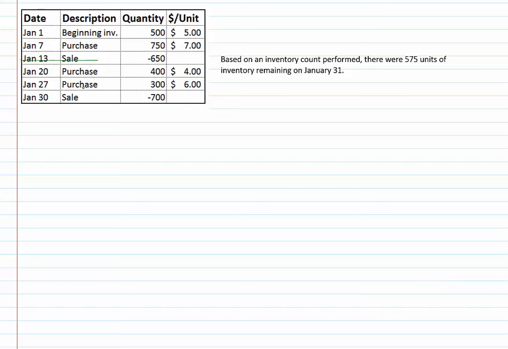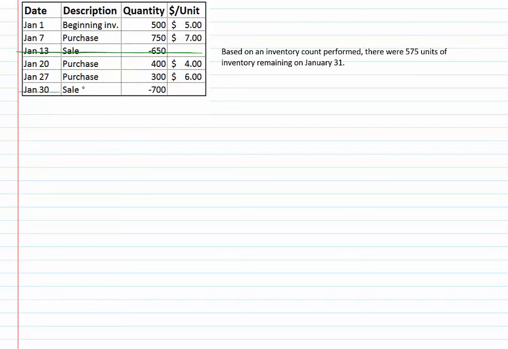And you'll recall that under the periodic method, we're not concerned with updating our cost of goods sold and inventory every single time we make a sale. We're only concerned with our inventory cost at the end of the month when we actually make our financial statements. So we can go ahead and ignore our sales transactions in this table.